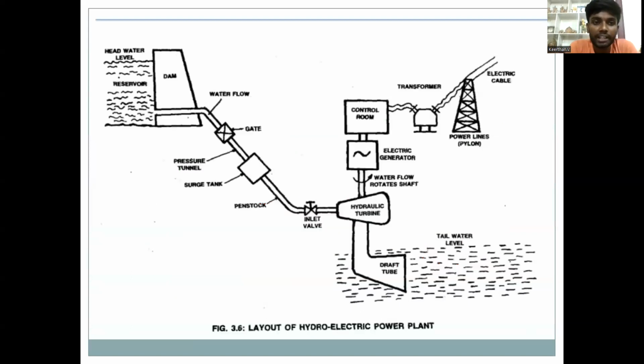So here we can see the diagram. The water from the reservoir flows through this penstock, and there's a gate in between, and also a surge tank. There's an inlet valve to control the pressure of the water, and then the water flows onto the turbine, which drives the electric generator, and hence the electricity is formed. The wastewater comes out through the draft tube and goes out.